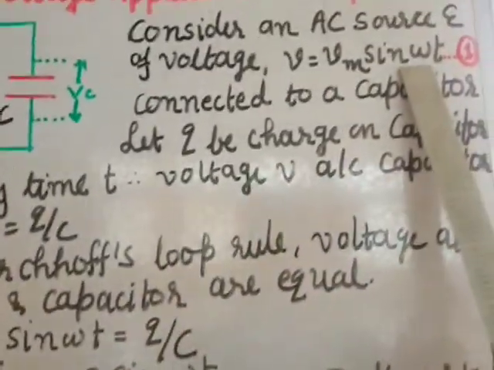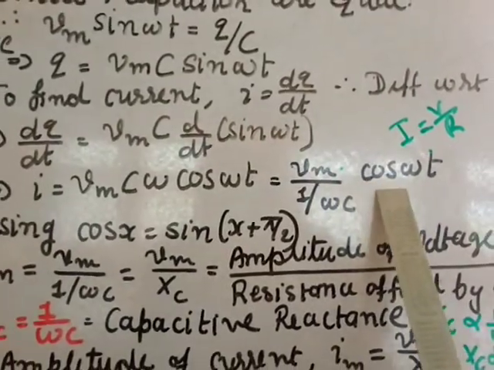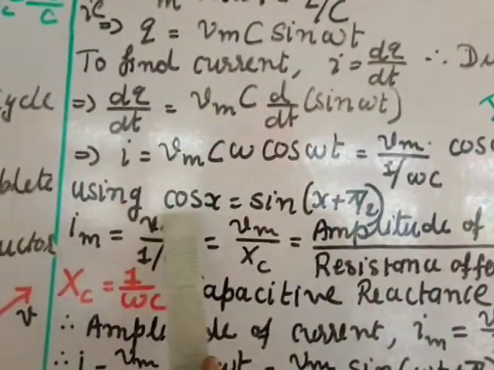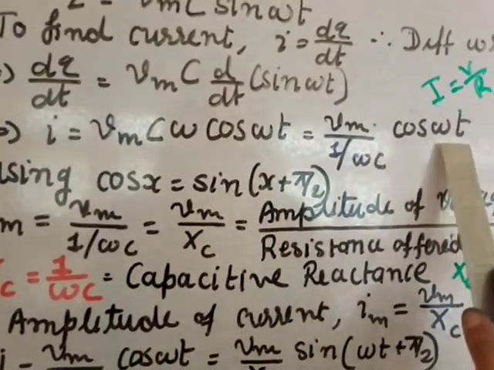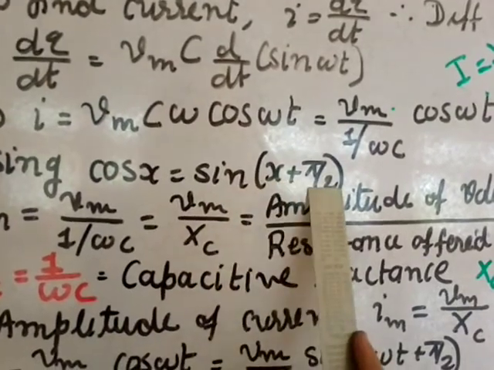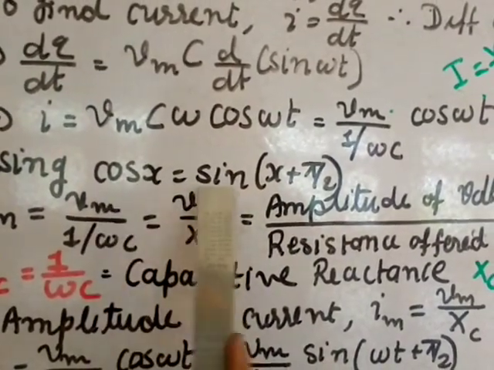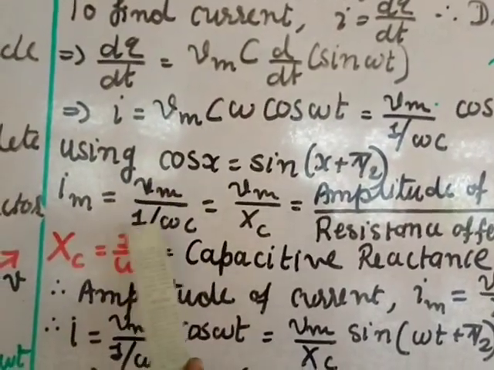We also want to compare current and voltage. Now see, voltage is in the sine form and current is in the cos form. So I have to convert this cos into sine. So we use the trigonometric identity, cos of x is equal to sine of x plus pi by 2. I have got omega t, so I will put cos omega t equal to sine of omega t plus pi by 2. So I will convert cos into sine by using this identity. Then Im is equal to Vm by 1 by omega C.